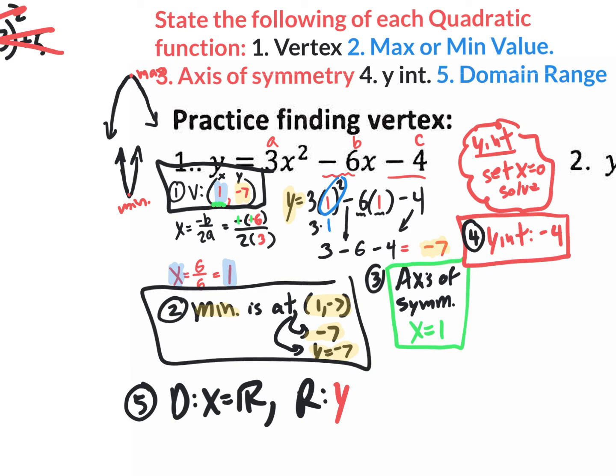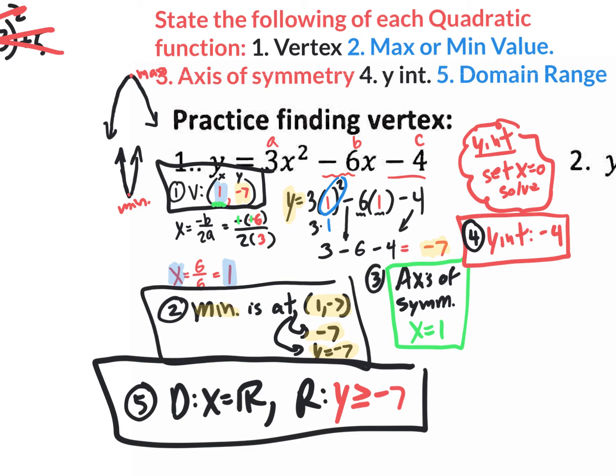So what is the range? Is this opening up or down? Up. So the lowest value we know is the y value of negative 7, and it's above, right? The whole parabola is above. It's at negative 7 or above. So the range is y is greater than or equal to negative 7. And we have stated so many details of a parabola that we have not even seen. Does that make sense? Yeah.